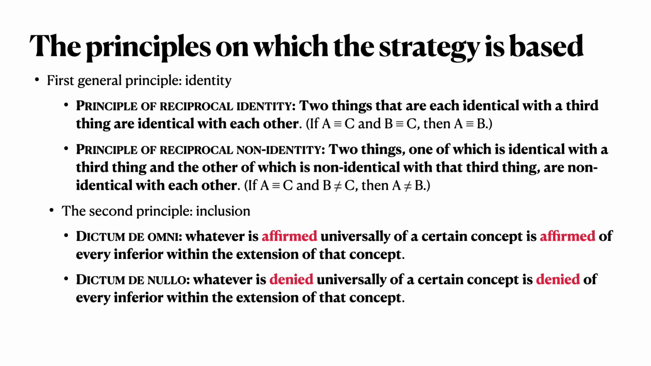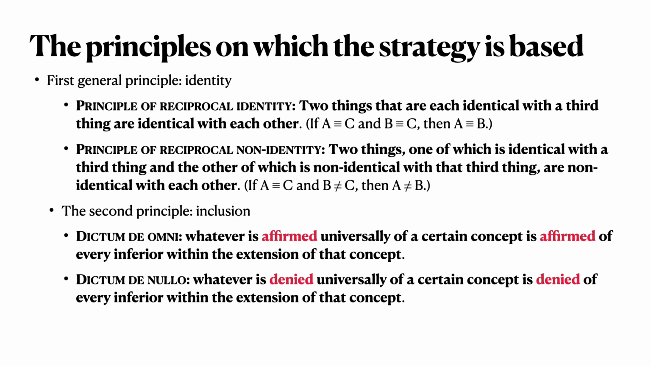The dictum de omni and the dictum de nullo. The dictum de omni is whatever is affirmed universally of a certain concept is affirmed of every inferior within the extension of that concept. In other words, if all men are mortal, every man is mortal. That's easy enough, right? That's what we learned about with our subalternates, right?